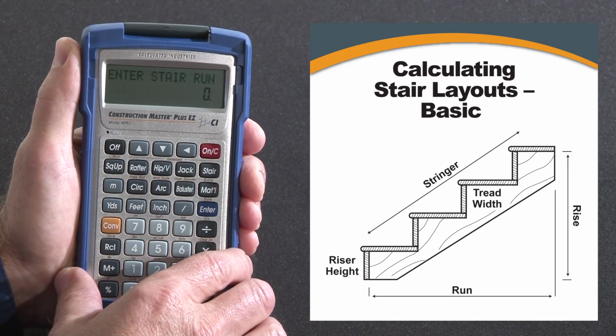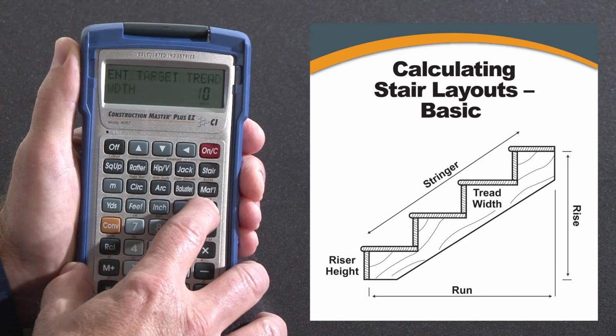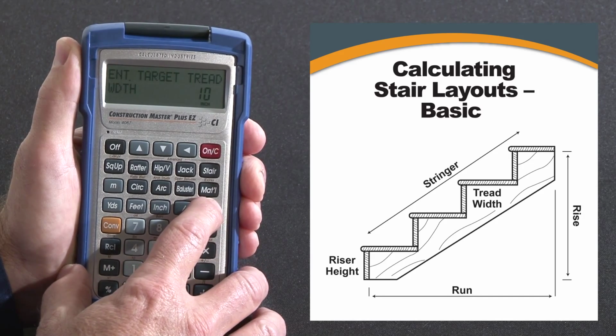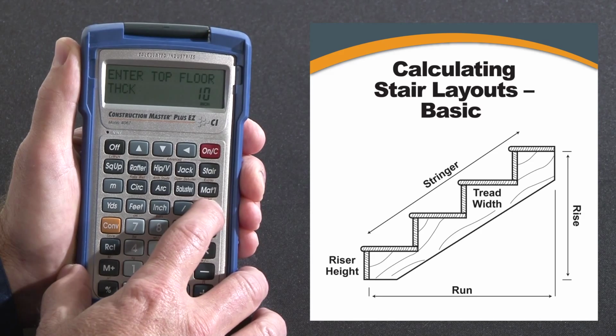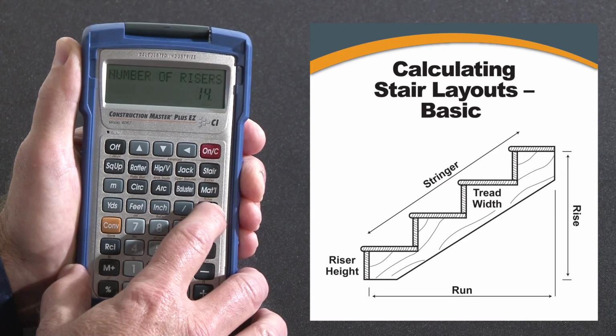Enter the run of the stairs. Well, this doesn't have any horizontal constraint on this stairway, so we're not going to enter a run. The target tread width is 10 inches. That's fine. That's a default value. The floor thickness, top floor thickness is 10 inches. That's a default value. That's fine. The headroom, 80 inches. That's okay.